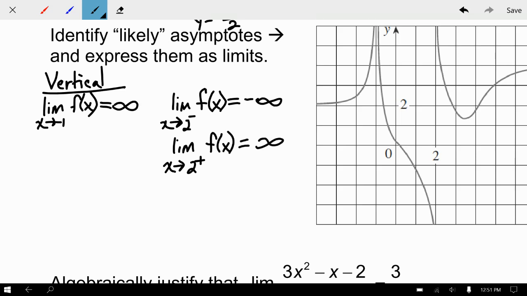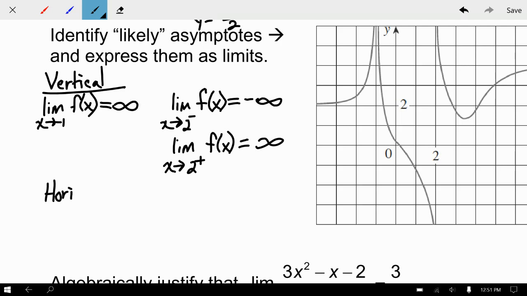Now, if I said, what's the limit as x approaches 2? Well, it doesn't really exist. And really, it doesn't exist either way because I've got infinity as my result, infinity and -infinity. But since the left-hand limit isn't equal to the right-hand limit, I definitely want to write this limit does not exist because I can't describe what the limit would be as x approaches 2 overall. Okay, so those are our vertical asymptotes.